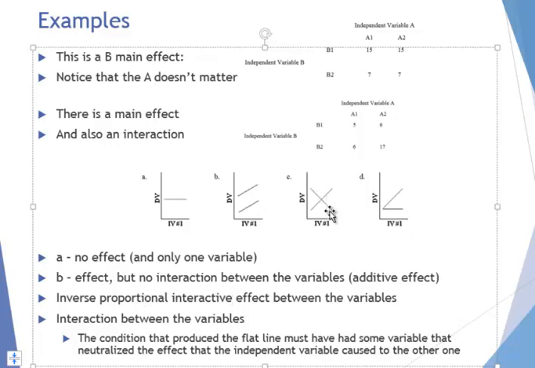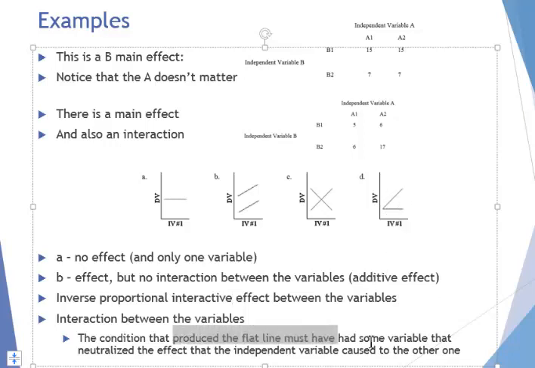The third one over here is an inverse relationship. As one goes up, the other goes down. Number 4 shows an interaction, where even though with the first criteria being tested there's no effect, when the second criteria is being tested there is a proportional relationship.